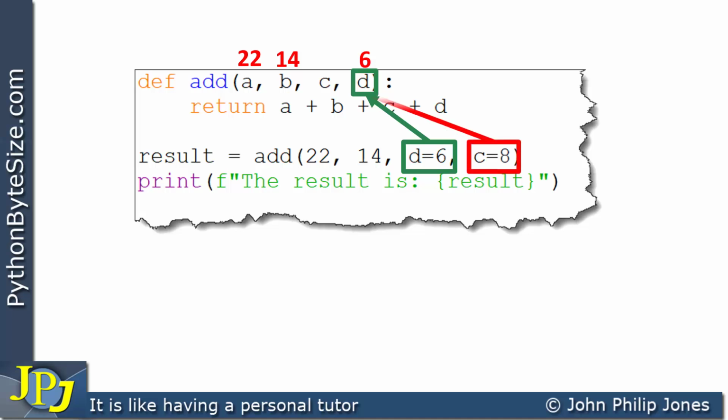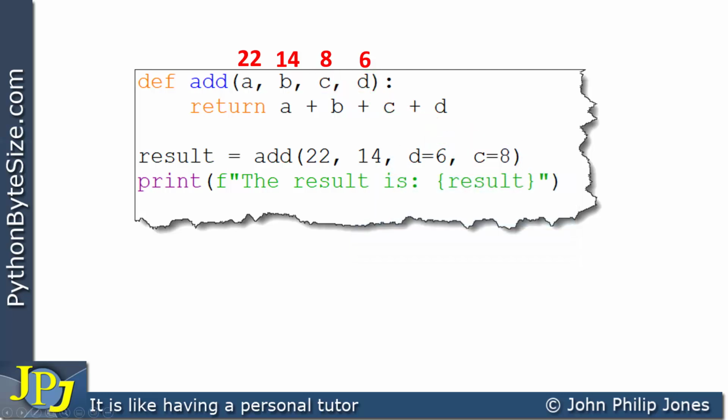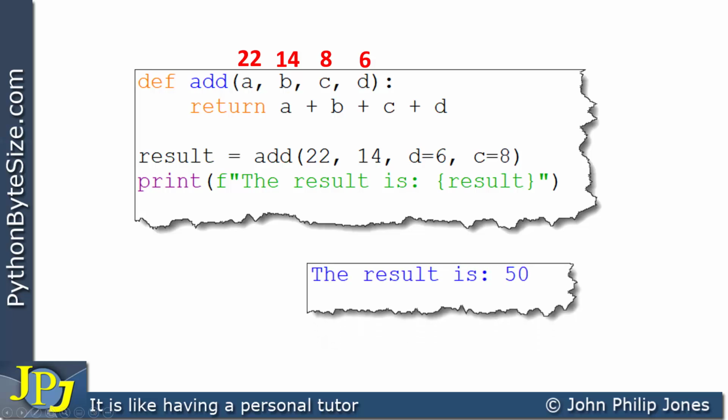And then we can see that the C assigned 8 goes to the C parameter, so C gets the 8 as it did in the previous program. So the fact that we swap these around here has no effect on what the parameters receive here. Whereas if we were to swap these around, it would make a difference. But here you can see we've got keyword arguments. So when we execute this program, we're going to get the result is 50, as we did for all of the previous programs in this video.